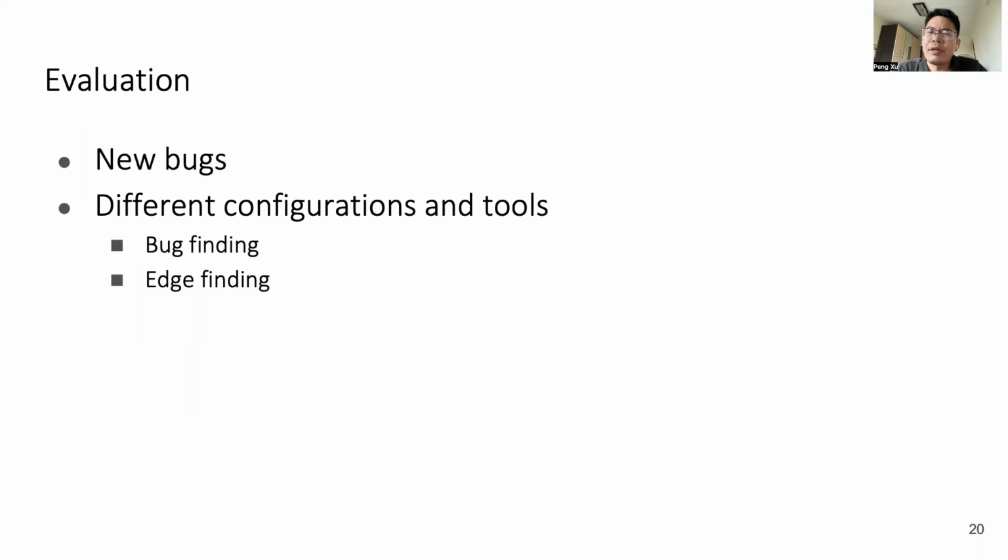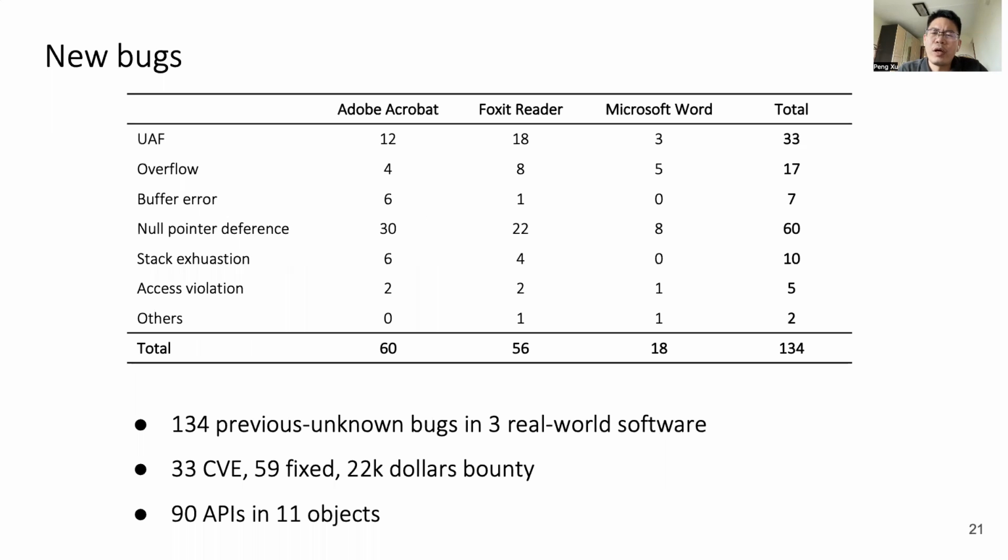Then I'm going to talk about Cooper's evaluation. We apply Cooper to real-world programs to find bugs. And we compare the capabilities of bug finding and edge finding in different configurations and tools. We applied Cooper to three real-world programs: Adobe Acrobat, FoxitReader, and Microsoft Word. In 4 months, we totally found 134 previously unknown bugs, got 33 CVE numbers, and 59 bugs have been fixed. We were totally awarded with $22,000 bounty. All these vulnerabilities are related to 90 APIs in 11 objects.